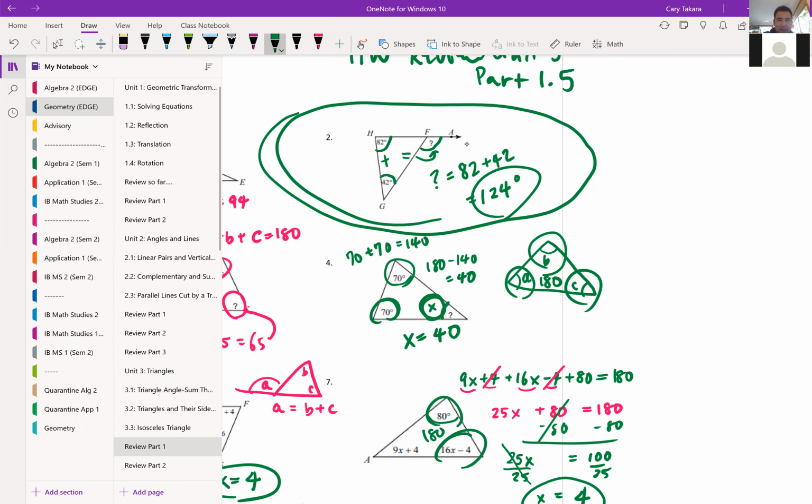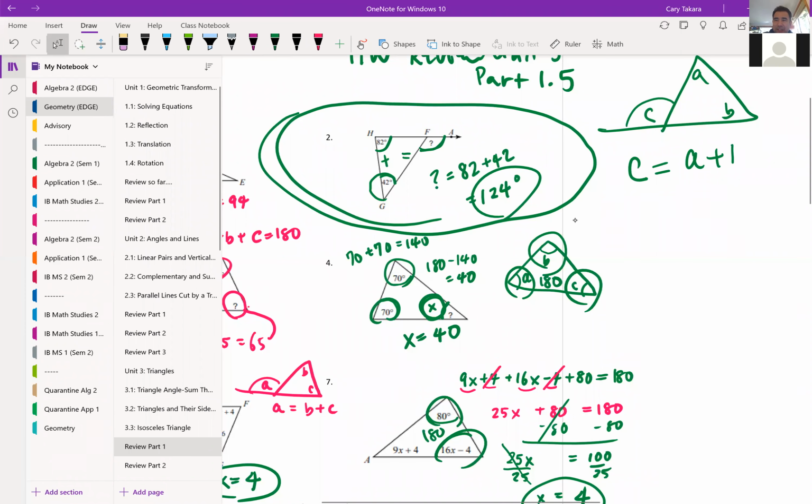Okay, somebody's asking me about number 2. Let me just take a moment to do that. Again, we are using what's called the exterior angle theorem, which is this exterior angle. It's this one here, A, B, C. This exterior angle C is equal to A plus B. And that means this question mark is basically 42 plus 82. So that's what the number 2 is. Does that make sense?